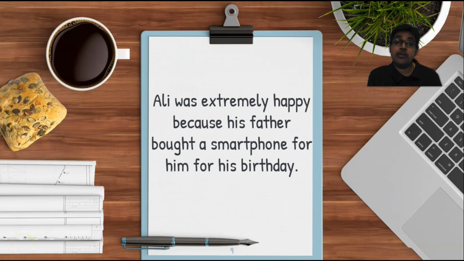Now we are going to look at this sentence here. Ali was extremely happy because his father bought a smartphone for his birthday. Now, we are going to develop this idea into a short paragraph based on some questions. We build questions and we develop ideas based on the questions that we have built based on this statement. Now, let us look at the questions here.